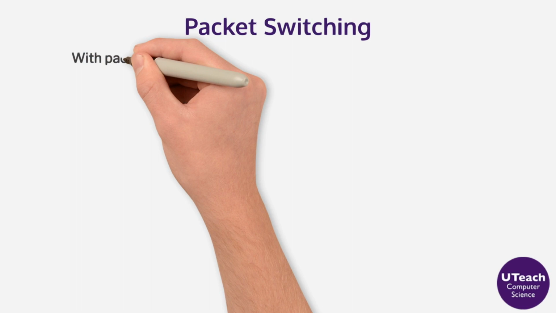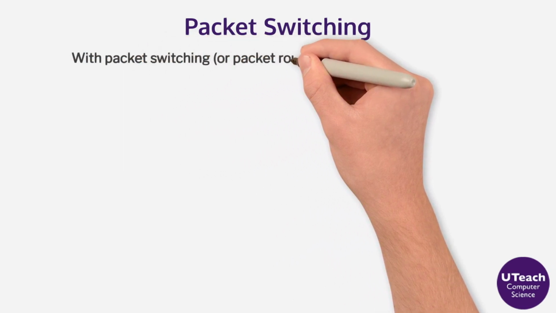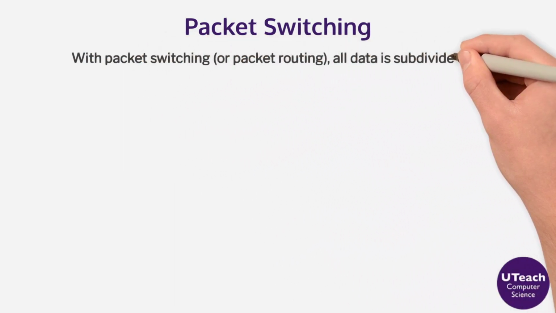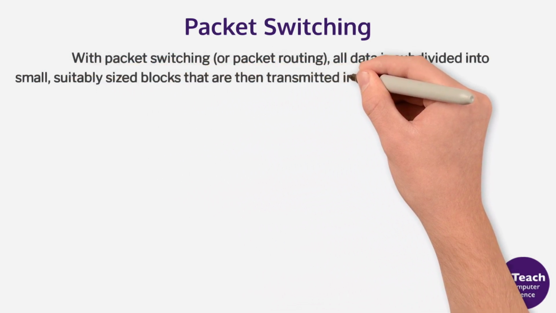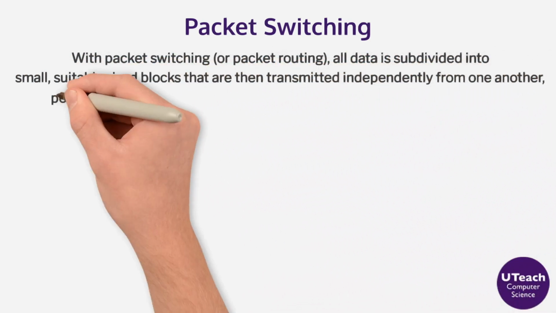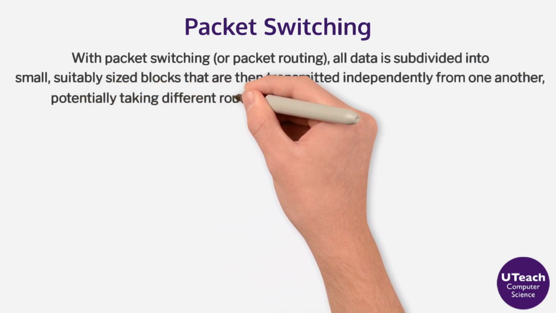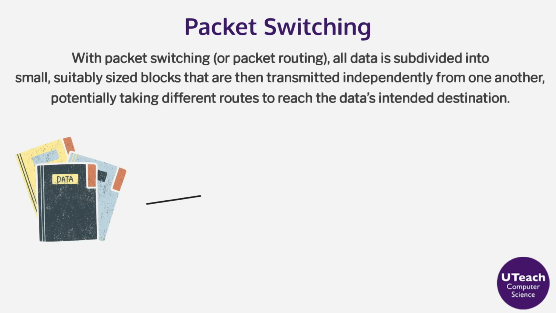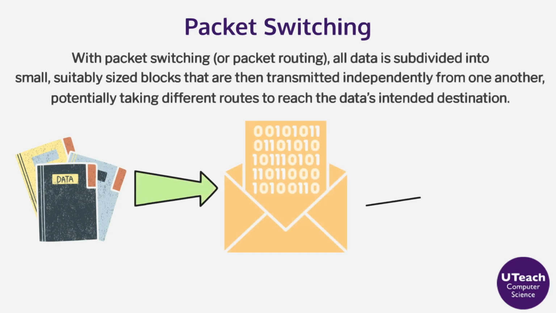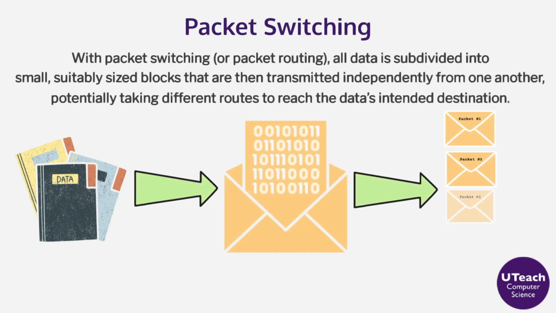With packet switching, or packet routing, all data is subdivided into small, suitably sized blocks that are then transmitted independently from one another, potentially taking different routes to reach the data's intended destination. Rather than sending an entire message of some arbitrary and varying length all at once and hoping that it reaches its destination intact, larger messages are broken up into smaller, fixed-size packets.